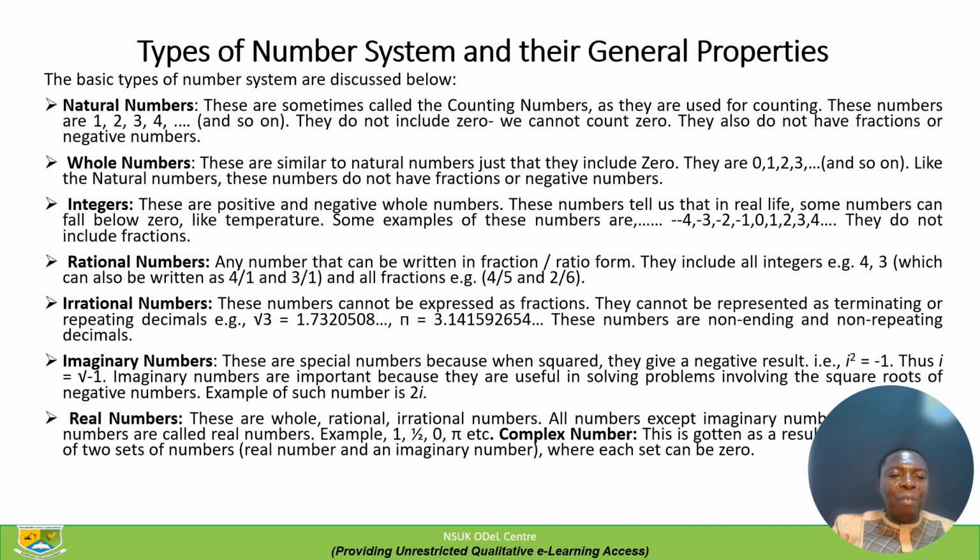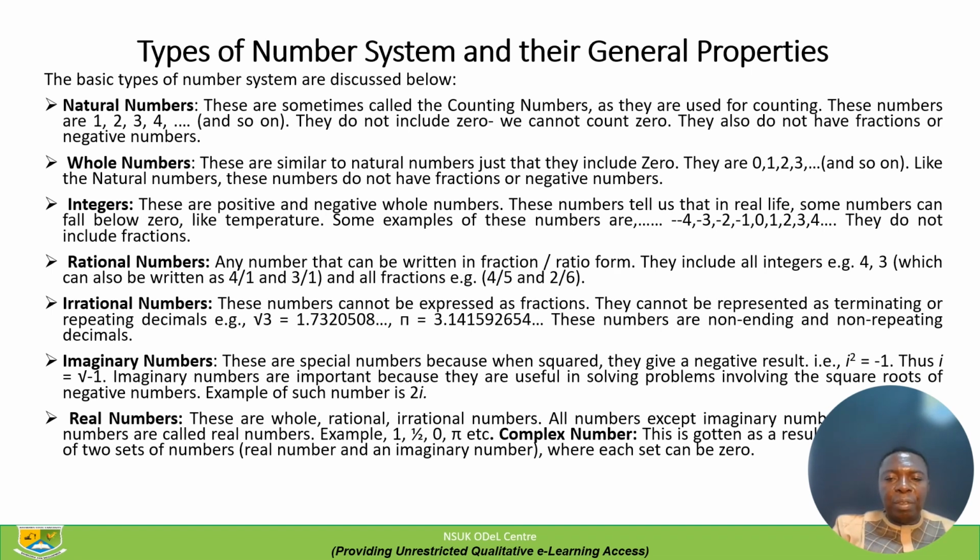Then we have the real numbers. These are whole, rational, and irrational numbers. All numbers except imaginary numbers are called real numbers. Examples: 1, 1 over 2, 0, and etc.